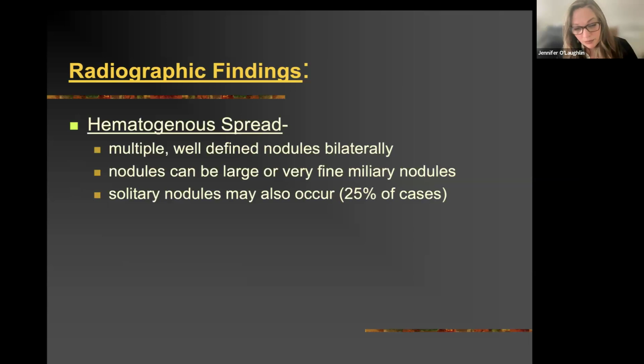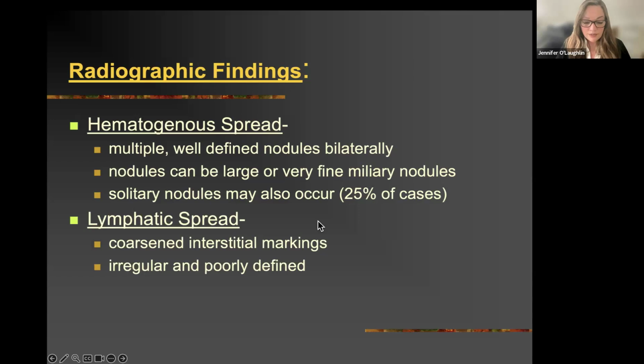Okay, radiographic findings. What does pulmonary metastases look like on X-ray? So depends on how it's spread to the lungs. For hematogenous spread, you're going to usually see multiple bilateral scattering of nodules. So you'll see multiple nodules, usually throughout both lungs. They can be teeny tiny miliary nodules, or they can be great big nodules like cotton ball or cannonball like lesions. Only in about 25% of the cases will there just be one pulmonary metastases. Usually there's more than one.